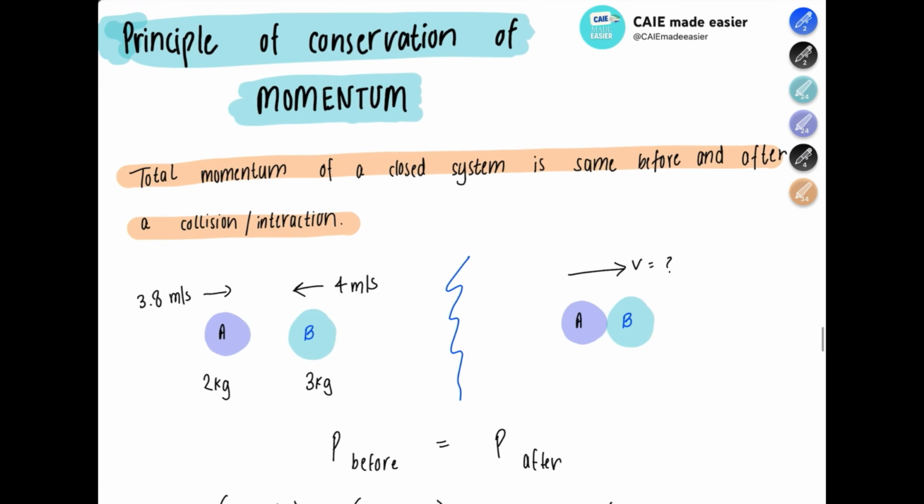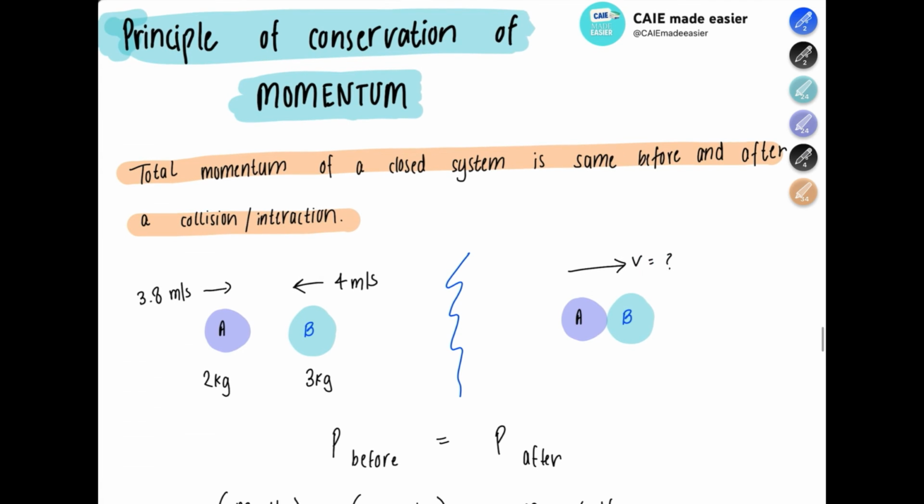Now, if you look at this example, you have two balls. Ball A is 2 kg, ball B is 3 kg. A is moving towards the right with a velocity of 3.8 meters per second, and B is moving towards the left with a velocity of 4 meters per second. Now, after the collision happens, both of them are moving together towards the right. What is the final velocity?